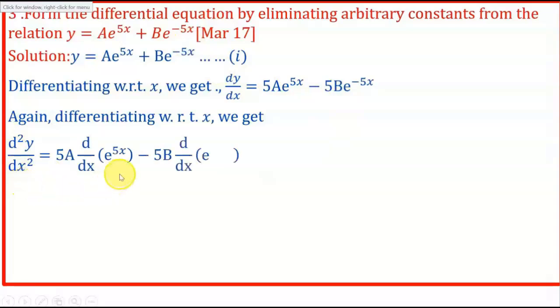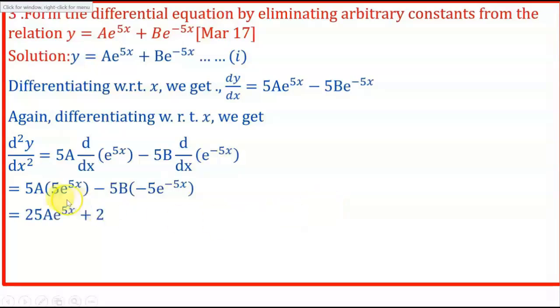Then you will get d2y by dx square is equal to the derivative of, here 5 is a constant, d by dx of e raised to 5x, minus 5 times d by dx of e raised to minus 5x. The derivative of e raised to 5x is again 5 into e raised to 5x. The derivative of e raised to minus 5x is minus 5 e raised to minus 5x. Minus minus will become plus. 5 into 5, 25a e raised to 5x plus 25b e raised to minus 5x.